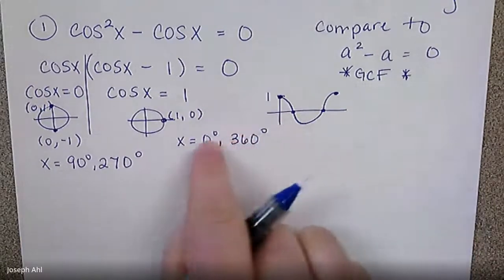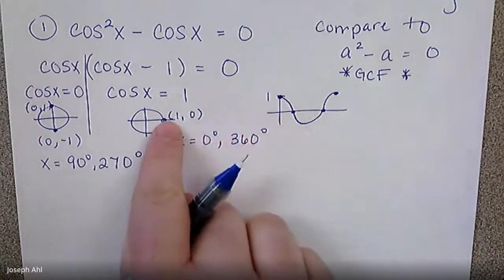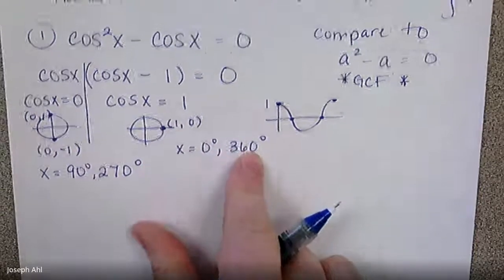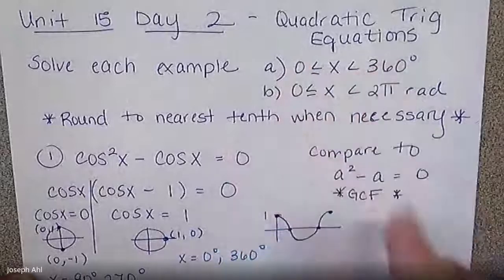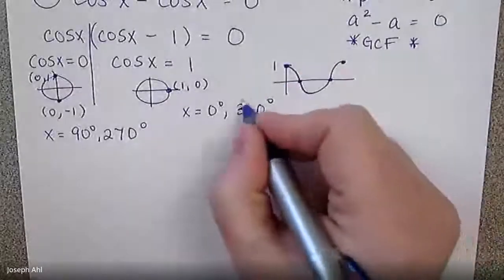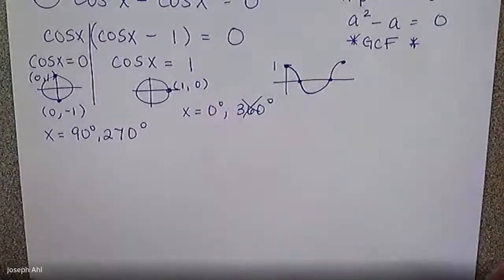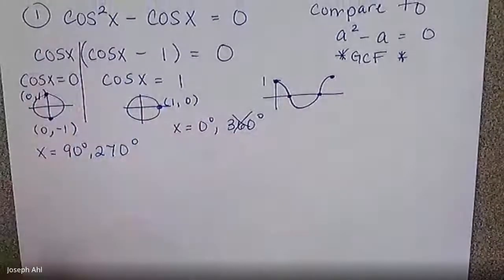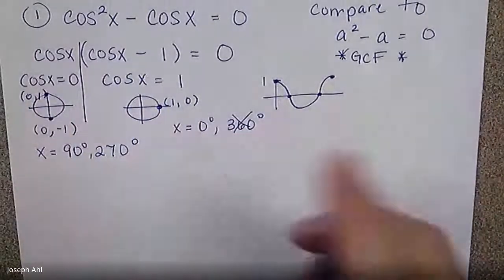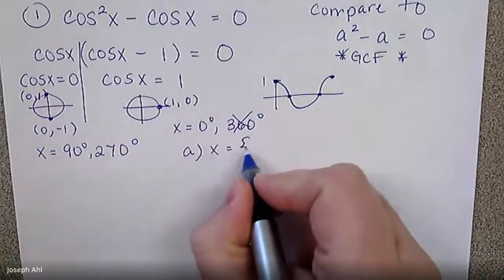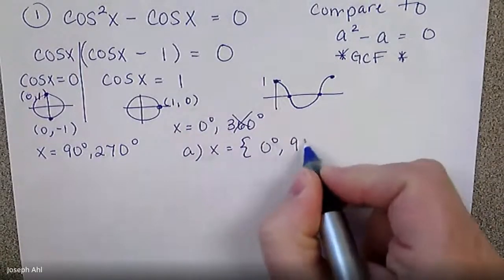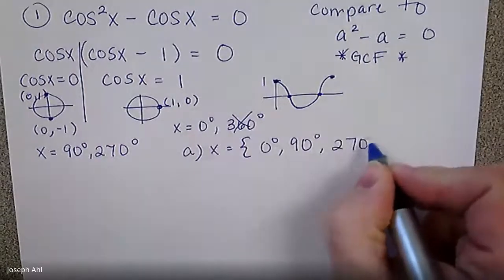But remember that we usually don't accept both of those answers because it's kind of like repeating the same answer twice. So if I look back at the original interval, it says include 0 as an answer, but not 360. So I'm going to cross off 360 and say that we have 3 solutions to this equation for number 1. Let's list them in degrees first. So for part A, you would say that the answers are x equals 0, 90, and 270.